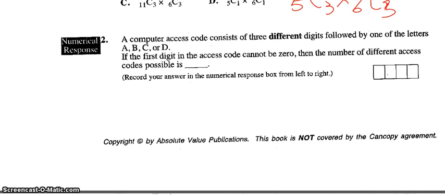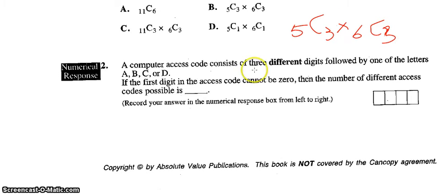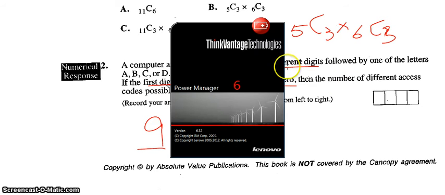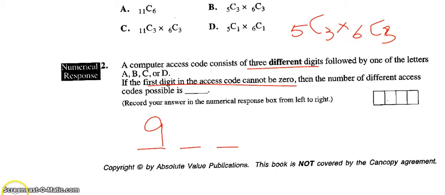All right, computer access code. 3 different digits. Okay, there are 10 different digits, 0 to 9. The first one cannot be 0, so there's 9 choices. And then they want different digits. Okay, so there are 10 digits to begin with, but then you can't choose 0 for the first one, so it's 9.